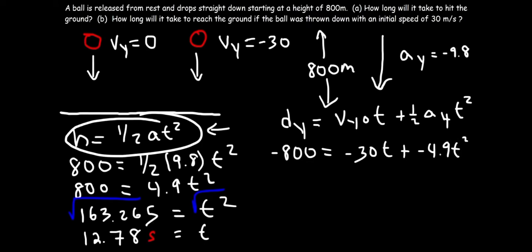Now let's move everything from the right side to the left side. So this is going to be positive 4.9 t squared on the left side, plus 30t, and the 800 is going to stay on the left side, so it's still negative 800. As you can see, we have a quadratic equation in standard form. To solve for t, we need to use the quadratic formula.